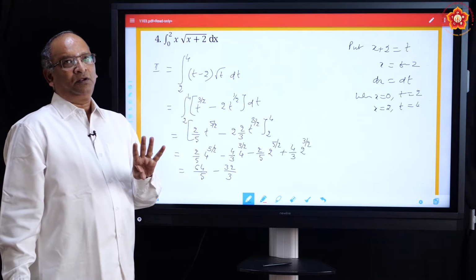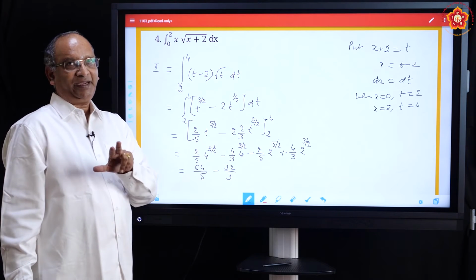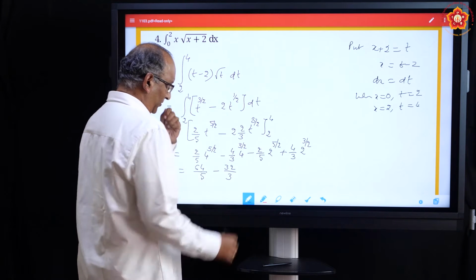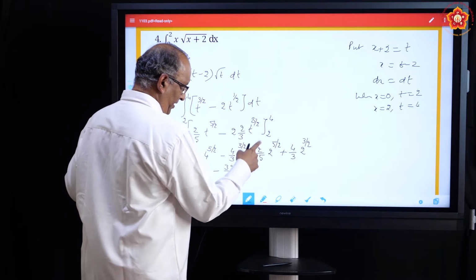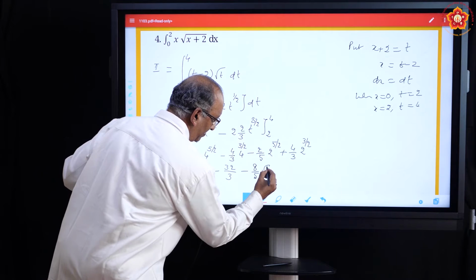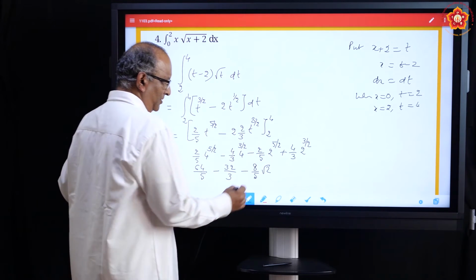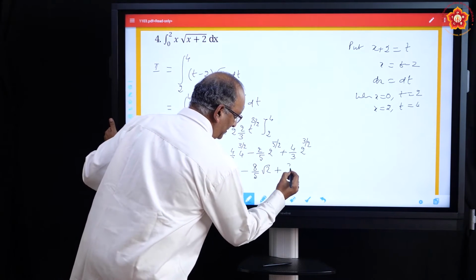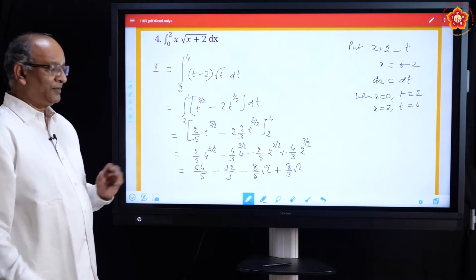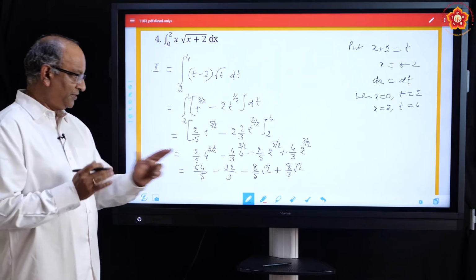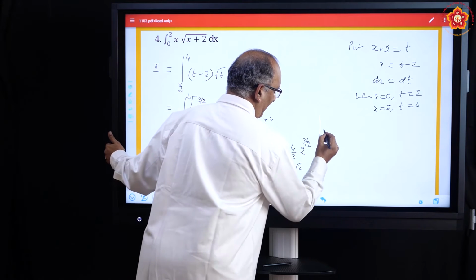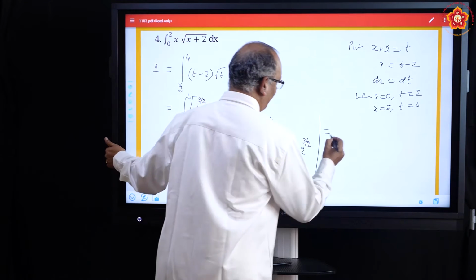4 to the power 3 by 2 is 4 into 4 to the power half. So 4 to the power half is 2. 2 into 4, 8. 8 into, already 4 is there, so 32 by 3. 2 to the power 5 by 2. 2 square is 4. 4 into 2, 8. Finally, we have 2 into 4, 8 by 3 root 2. You have to put them together. These two are with root 2, these two are without root 2, so solve them separately. Take the LCM.